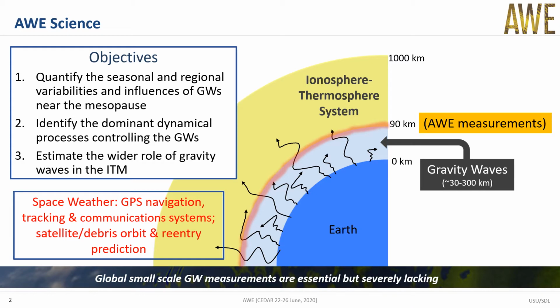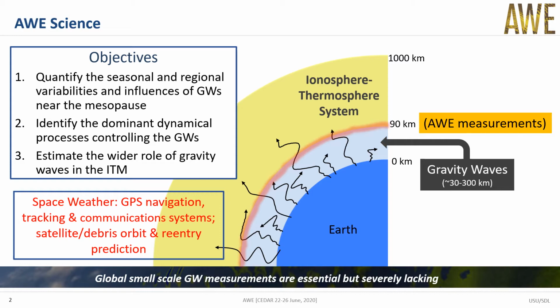Some waves also propagate to higher altitudes, directly into the ionosphere. Together, they show how terrestrial weather translates into space weather, strongly affecting GPS navigation, tracking, and communications of high societal importance. We now know that it's the small-scale gravity waves with horizontal wavelengths 30 to 300 kilometers, which can rapidly transport large amounts of momentum into the ITM that contribute to its variability.